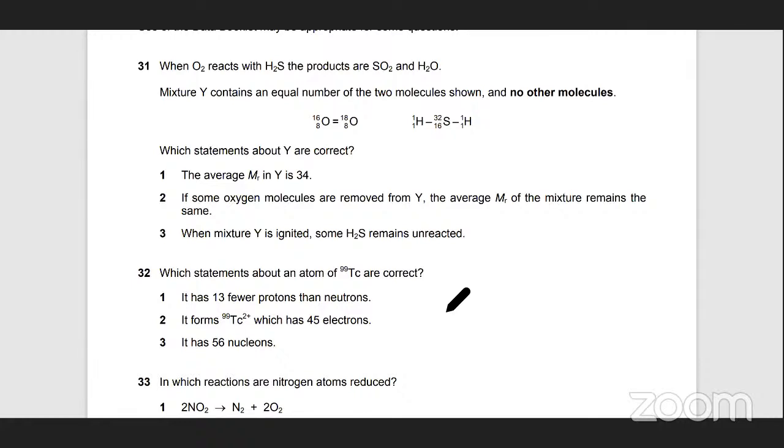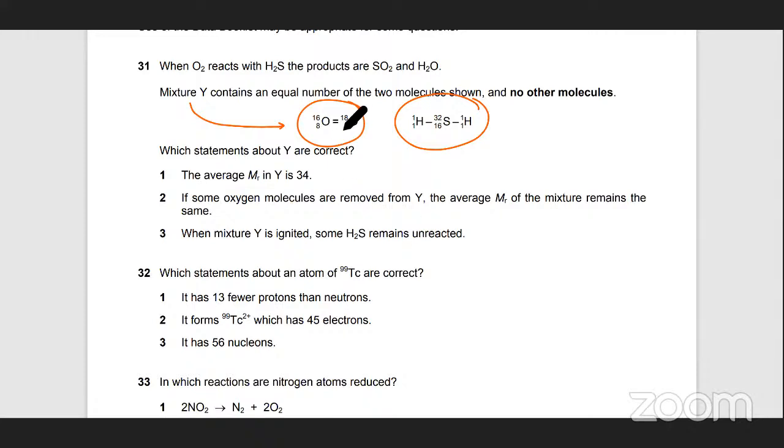So when O2 reacts with H2S, the products are SO2 and H2O. Mixture Y contains an equal number of two molecules and no other molecule. So O2 reacts with H2S, and the products are SO2 and an equal number of the two molecules shown. I mean, talking about these two molecules. An equal number. So what's the average MR in Y? And this is the mixture. What is the average MR?